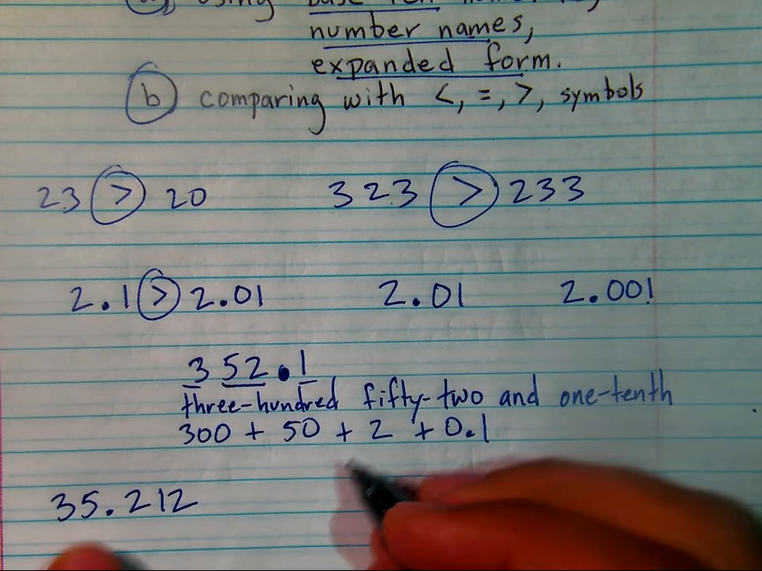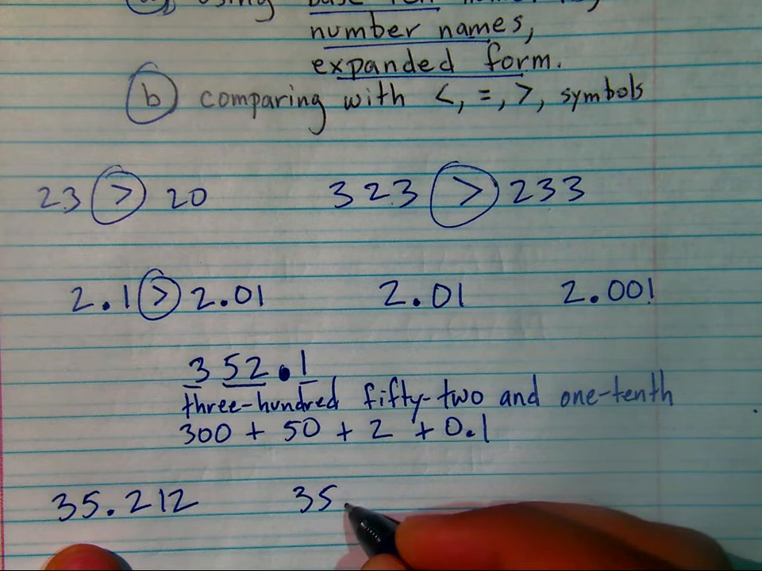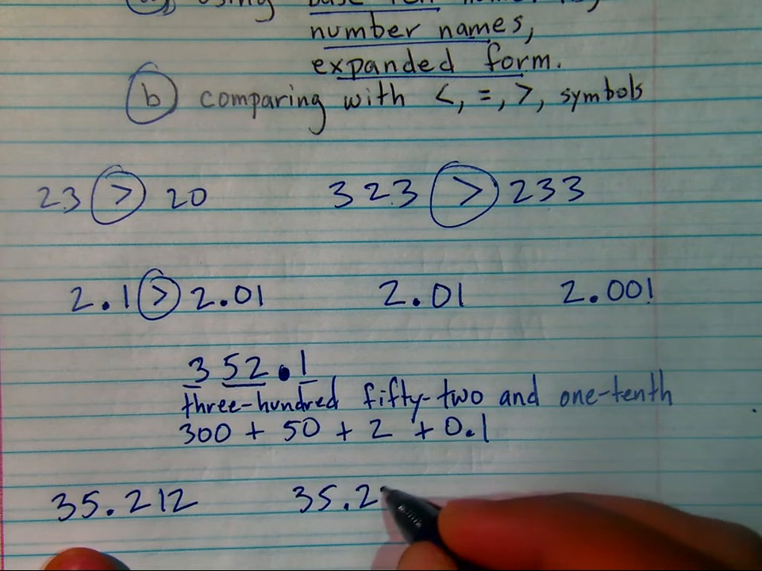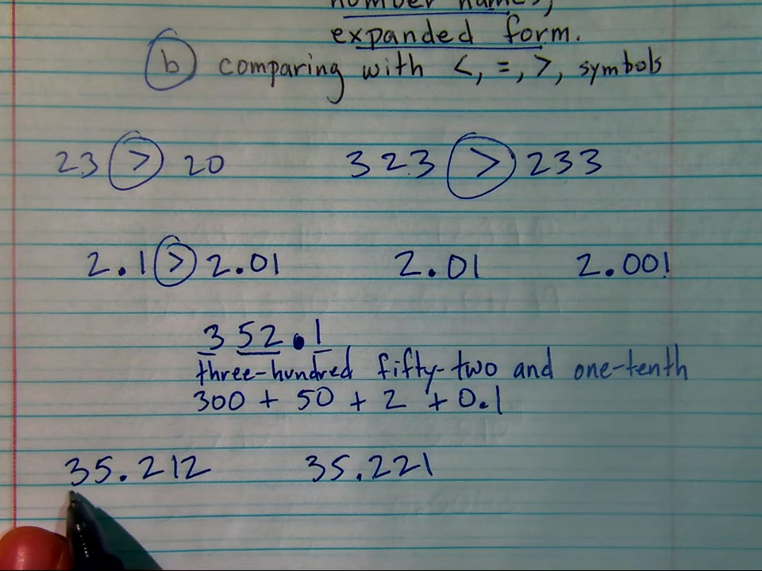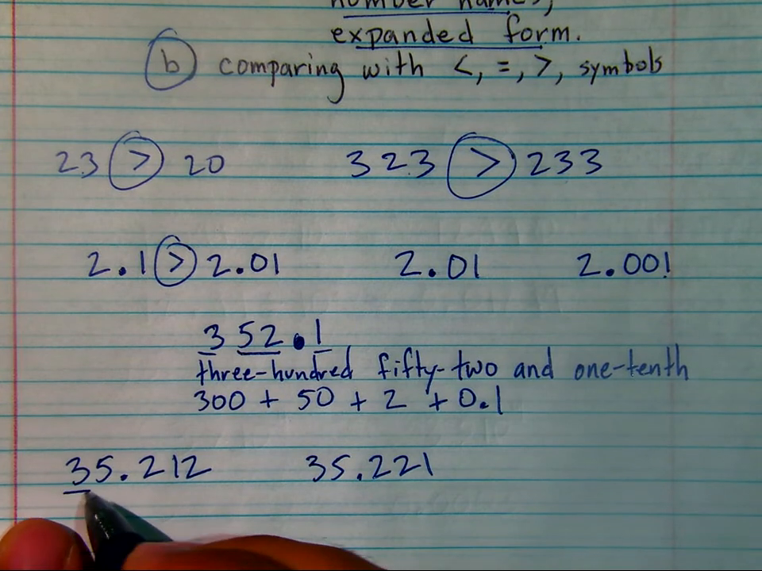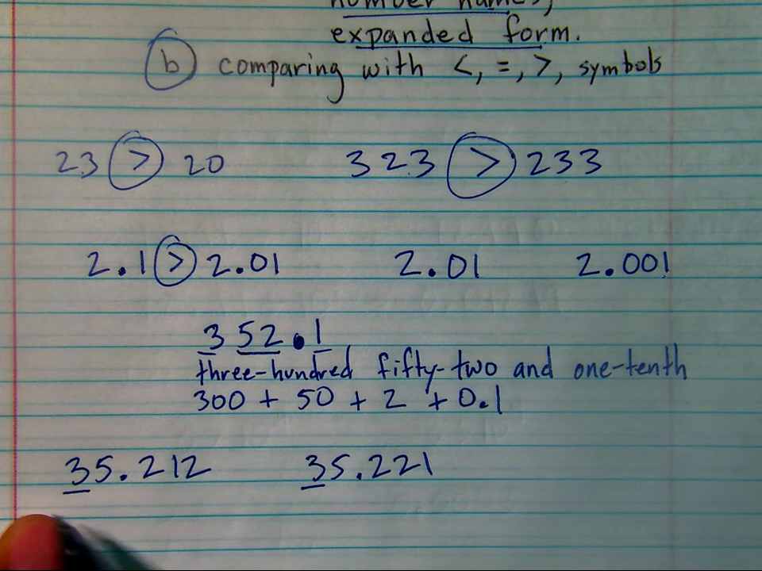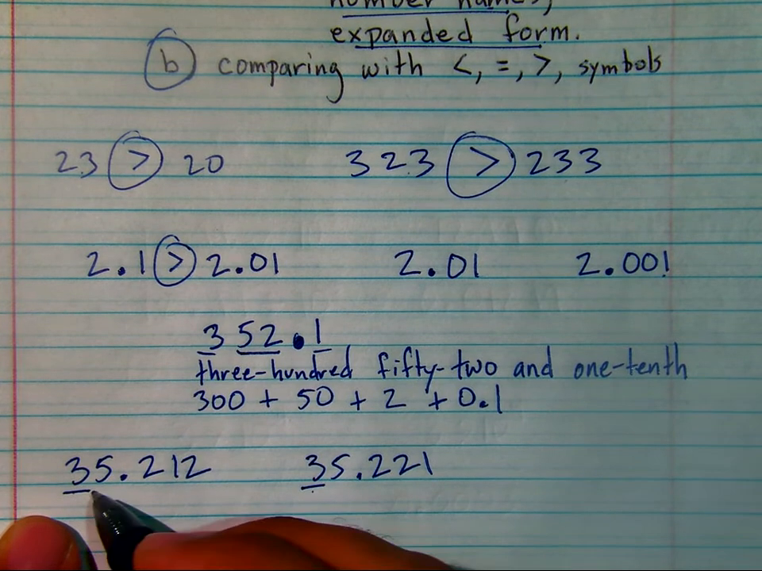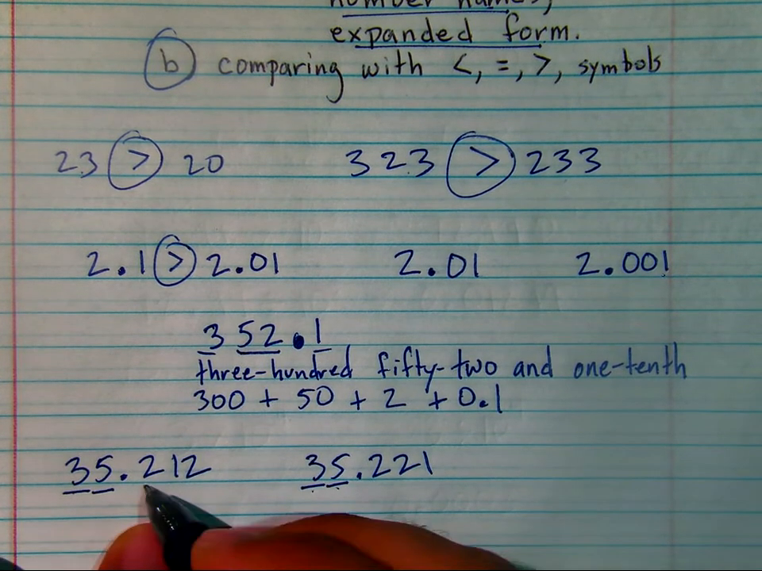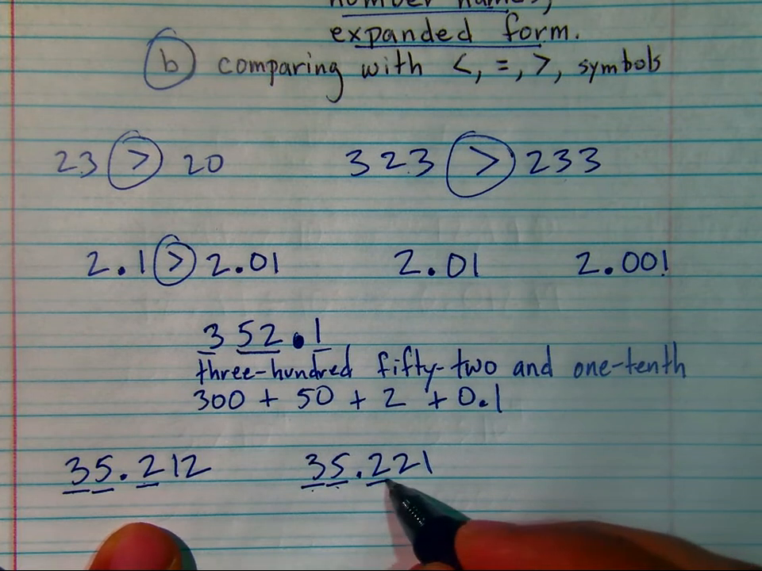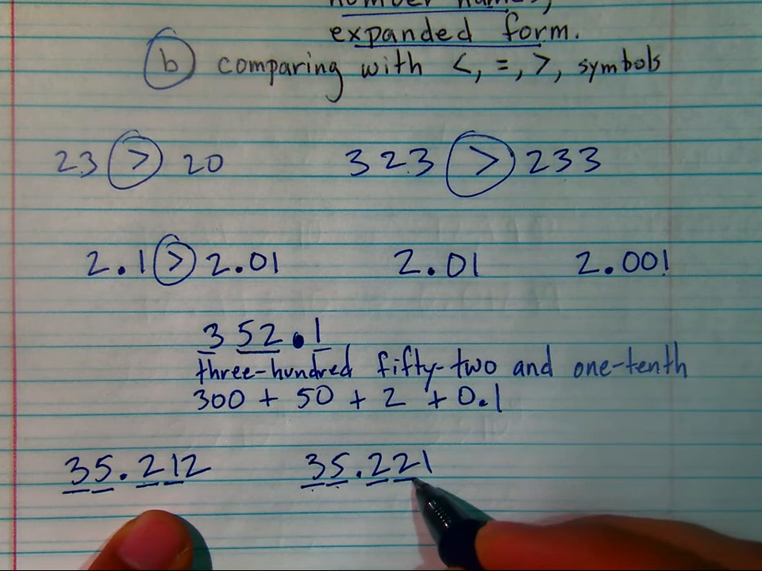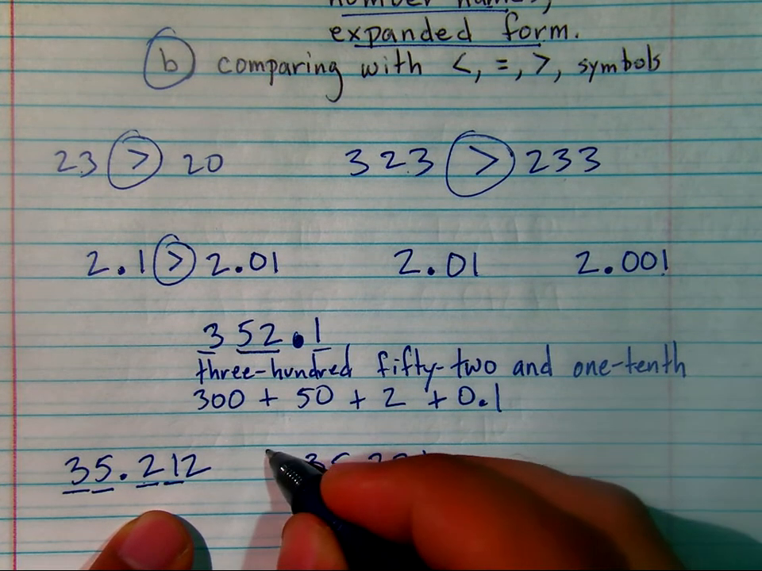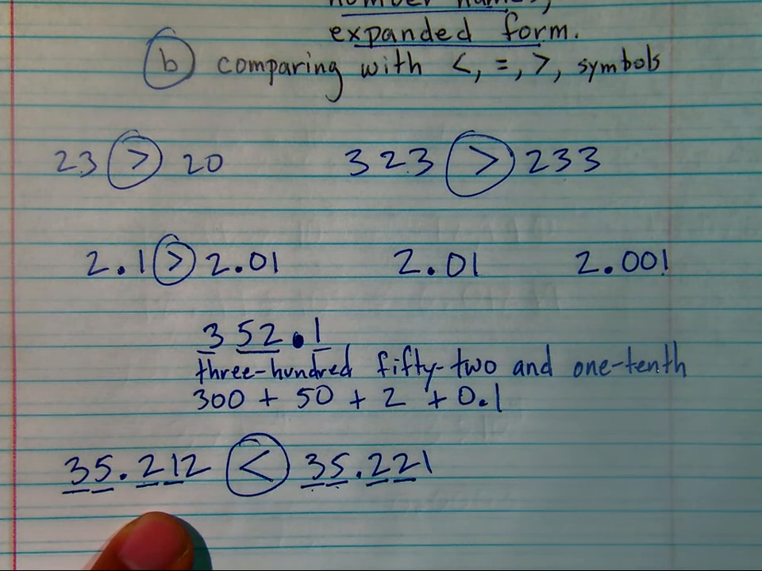So there really isn't much more to this, except now we're taking numbers like 35.212 and comparing it to 35.221. And so, learning just like you always have, comparing the largest numbers first. 30 is the same as 30. 5 is the same as 5. 2/10 is the same as 2/10. 1/100 is less than 2/100. So this would automatically be your answer no matter what.